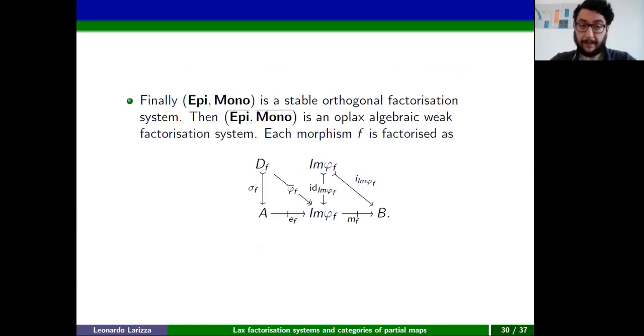And we also have that (epi, mono) is a stable orthogonal factorization, therefore it is also algebraic weak. It is stable because epimorphisms among sets are stable under pullback. And we can build epi bar, mono bar, which is a no-lax algebraic weak factorization system. And again, we can extract from any epi-mono factorization of f an epi bar, mono bar factorization of a partial map f, as in the diagram.